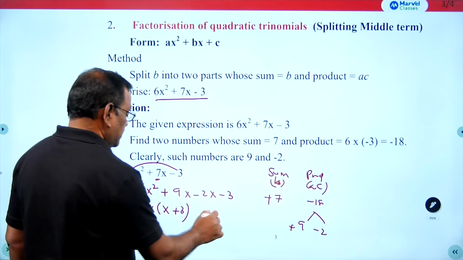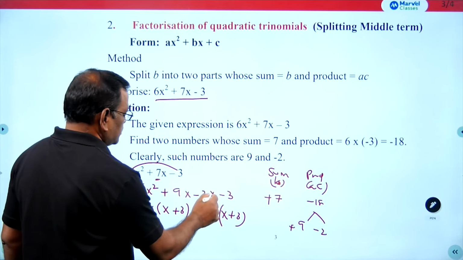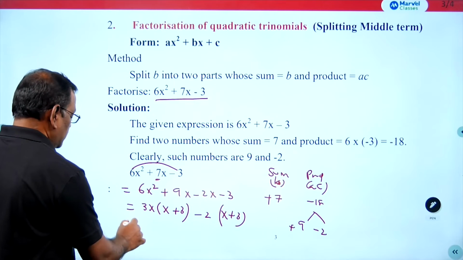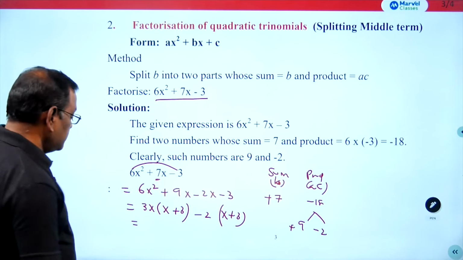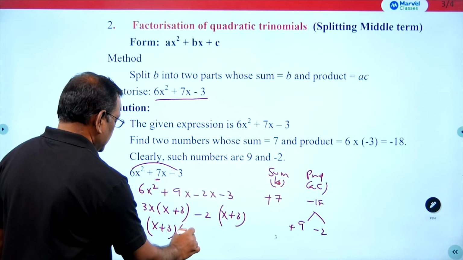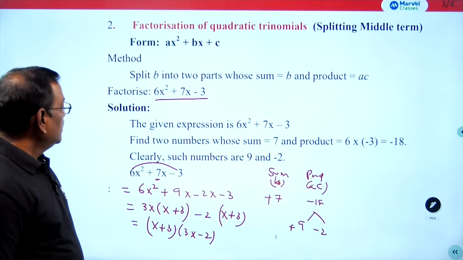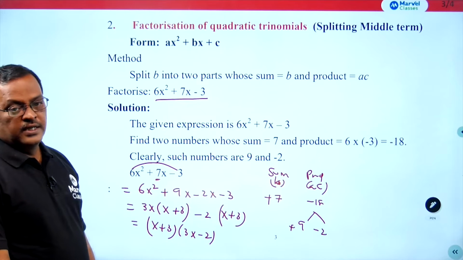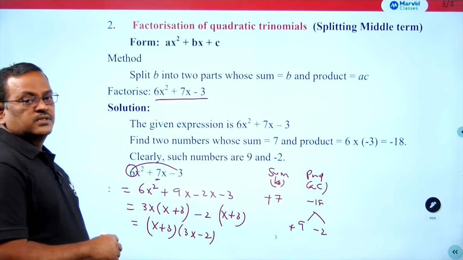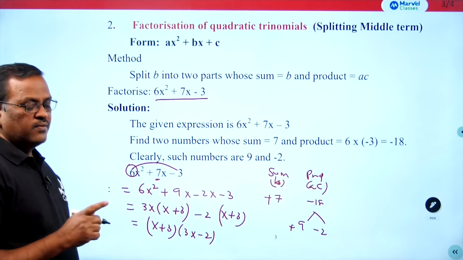Correct. Now write the same expression here, x plus 3 into, if you take x outside, the remaining value is minus 2. So now take the binomial common factor. So what is the binomial common factor here? X plus 3 into 3x minus 2. So this is an example for splitting the middle term when the coefficient of x square is other than 1. The previous question was coefficient of x square equal to 1.